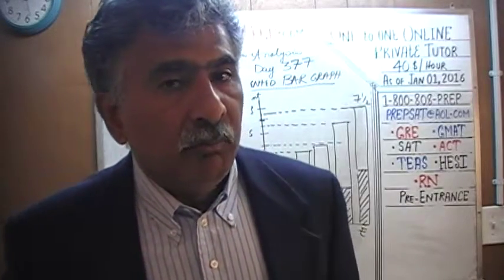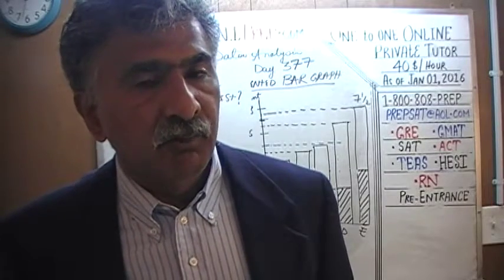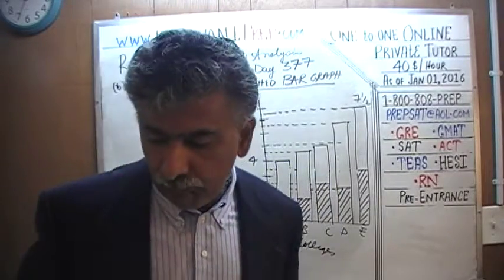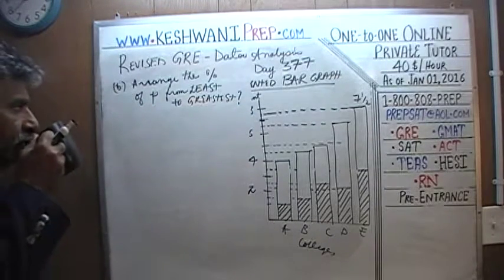Which means we have to figure out what percentage of the total students are part-time in each of these 5 colleges and then arrange them from least to greatest. Why don't you do it yourself? Pause the video and do it yourself. See if you can do a good job of it.